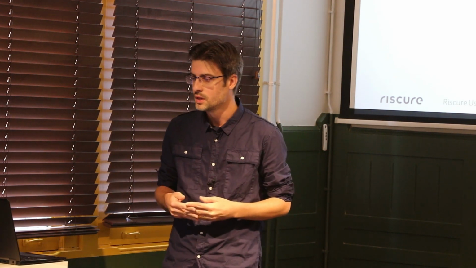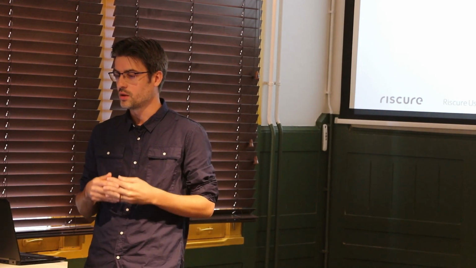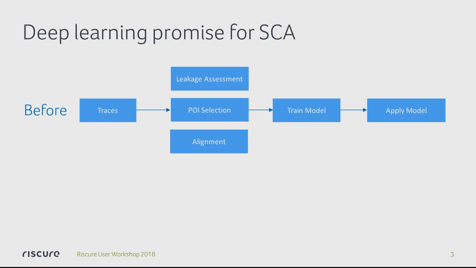I would say that in the current research outside, and also inside Riscure, we are still investigating the applicability of deep learning to sidechain analysis. We already got some results that are quite impressive. We are seeing results outside that are quite impressive, but we are still trying to answer the question of how a neural network recognizes features in leakage signals, and how this technique can be better than other attacks and make the analysis more efficient. So let's start with the promise of deep learning for sidechain analysis.